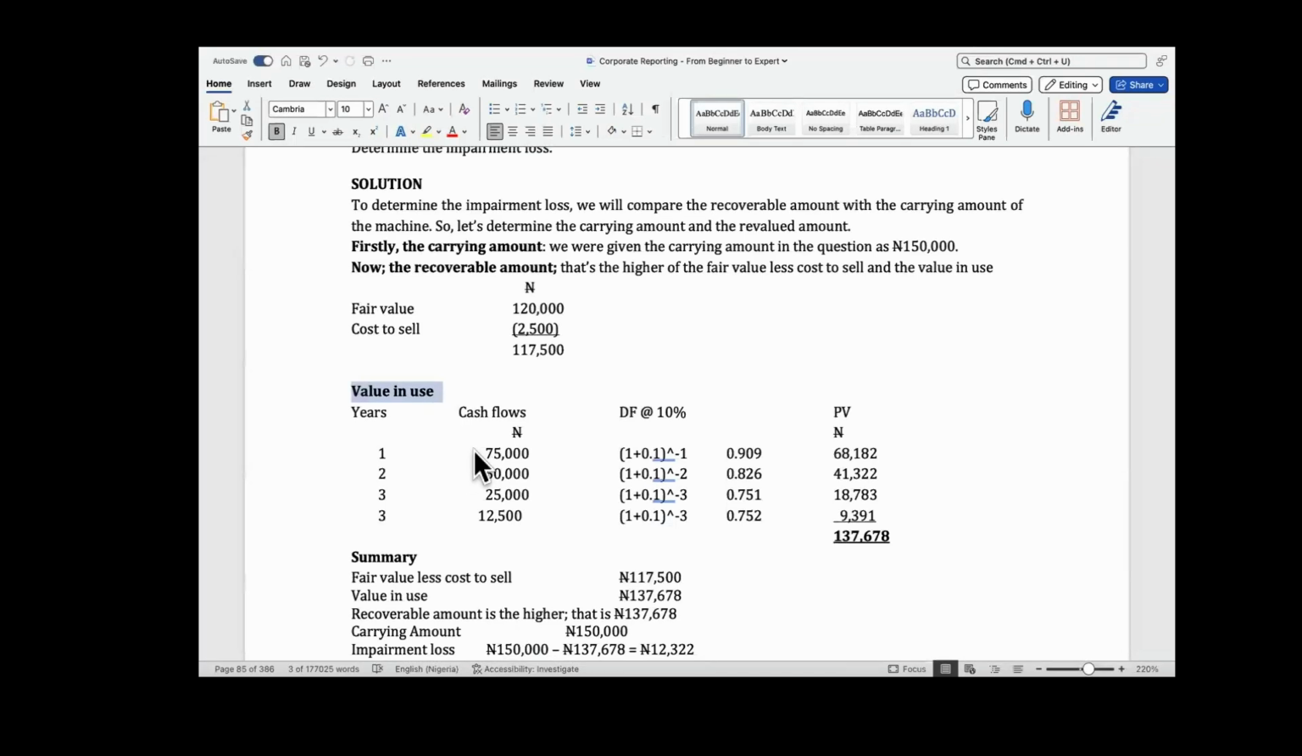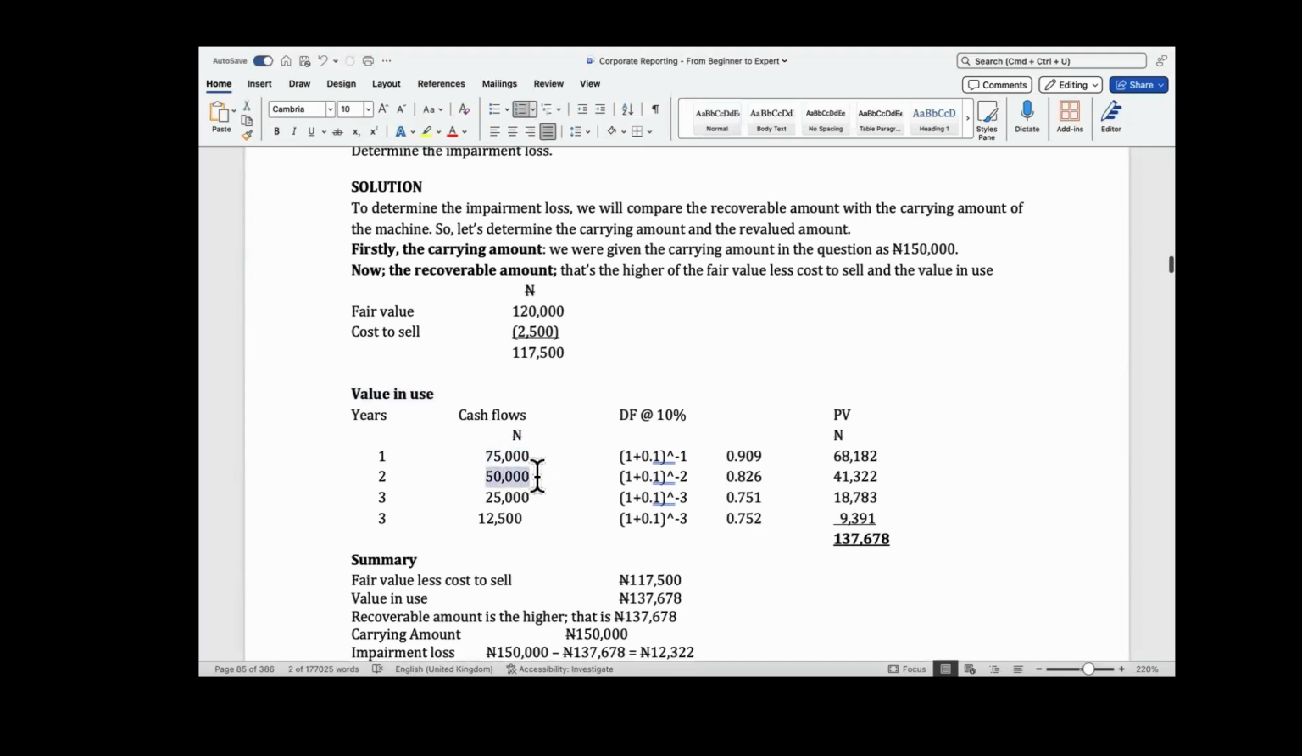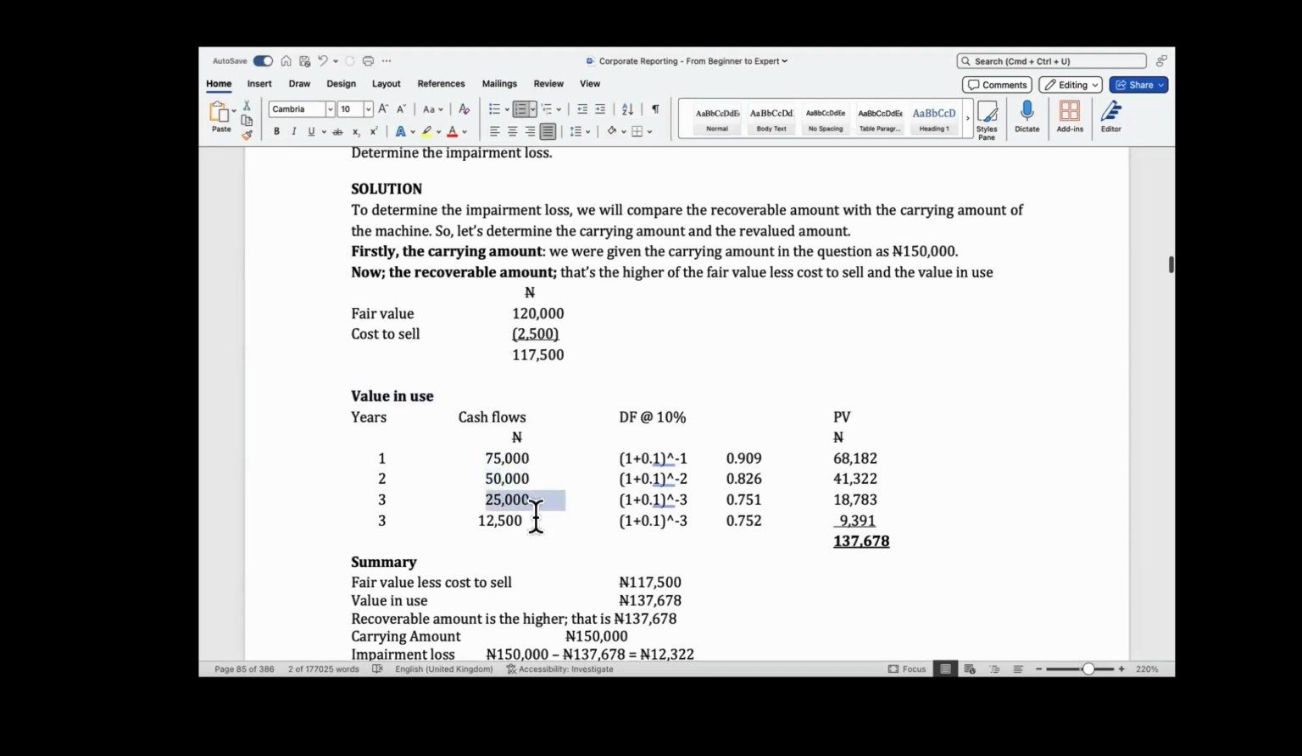Because what they gave us are future cash flows: year one, at the end of year one, 75 from the question, 50 in year two, 25 in year three, and they also told us that they will sell the asset eventually at 12,500. So all these are cash inflows. Okay. There are some exams where I've seen a question whereby they gave you the cash flow that they have not deducted tax from, right?